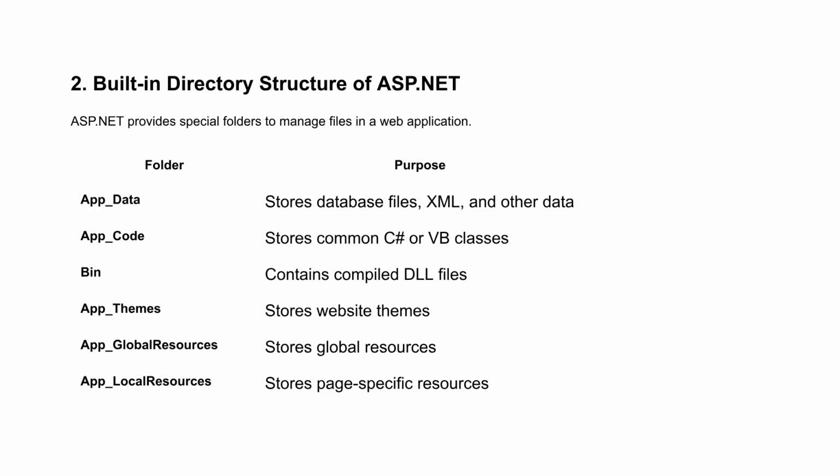2. Built-in directory structure of ASP.NET. ASP.NET provides special folders to manage files in a web application. Folder purpose: App_Data stores database files, XML, and other data. App_Code stores common C# or VB classes. Bin contains compiled DLL files. App_Themes stores website themes. App_GlobalResources stores global resources. App_LocalResources stores page-specific resources.